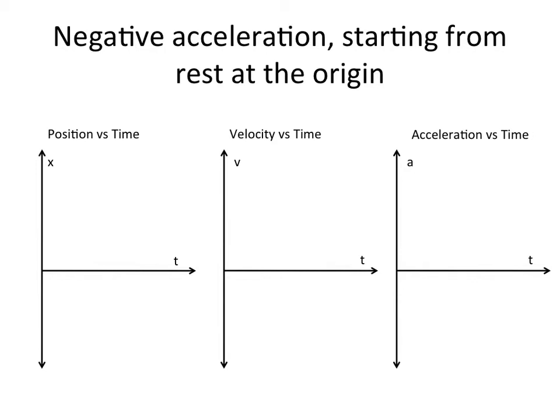So in this one, we have negative acceleration starting from rest at the origin. Let's start with acceleration again this time. All we know is that the acceleration is some negative, and I should say constant, value right there. Well, that's easy. Can you draw a graph that has a negative constant y value? Sure can. Start here and just like that.